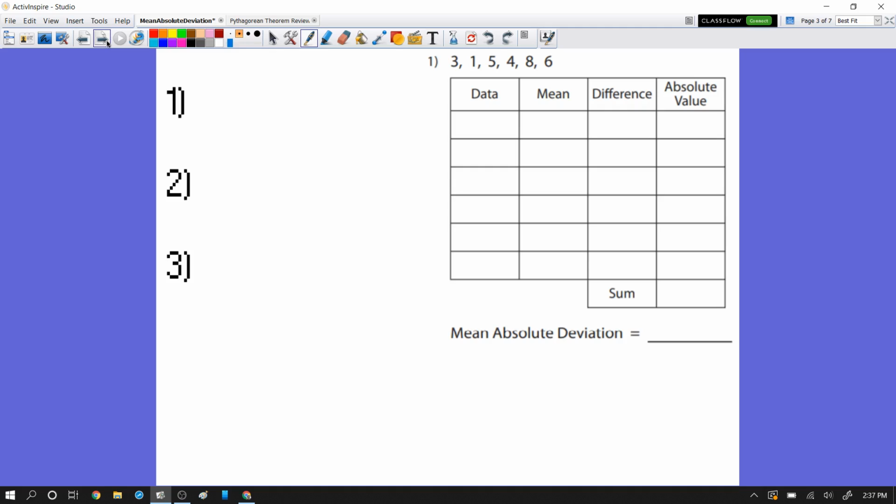So we're going to go through the 3 steps. I'm going to show you just how straightforward and simple it is. It's just, it's a task for sure. There's not any getting around that. All right, so I have a calculator. I'm going to do 3 plus 1 plus 5 plus 4 plus 8 plus 6.